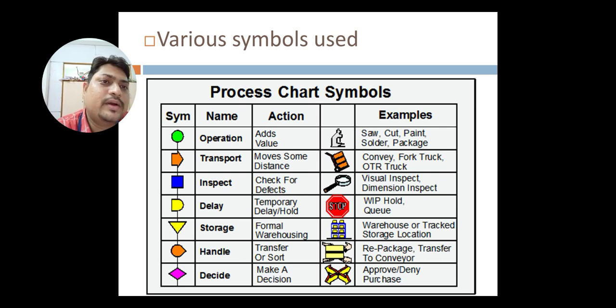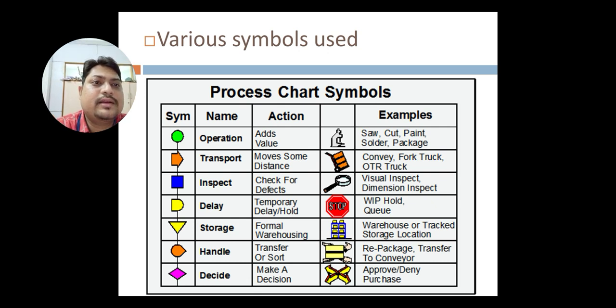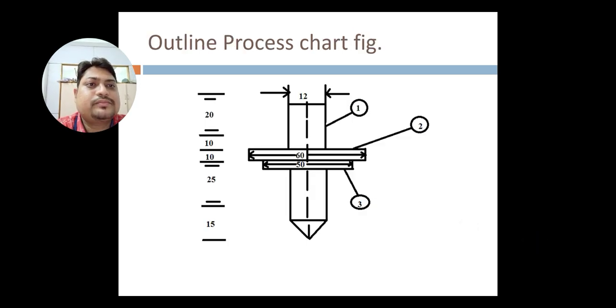For inspection, after completing a particular process or production work, you need to check whether that work is up to the mark or not. So for that, the symbol used is inspection. For delay, D. For storage, triangle. Delay means sometimes the worker is ready to do the work but the machine is taking time to get on, and due to that there is a delay.